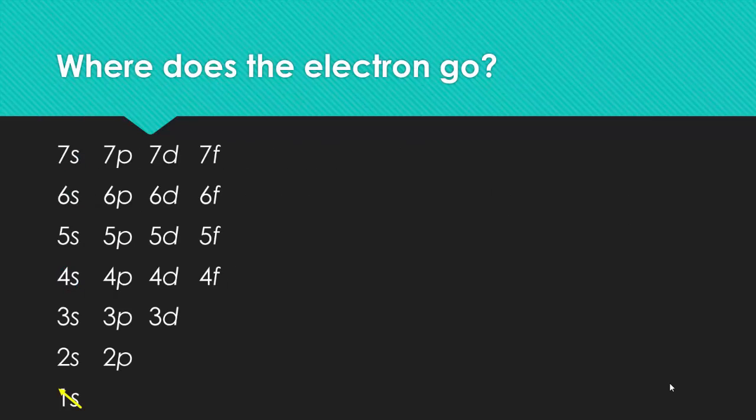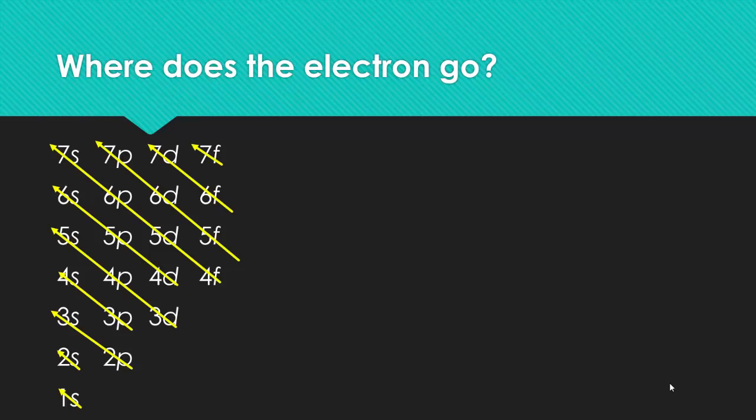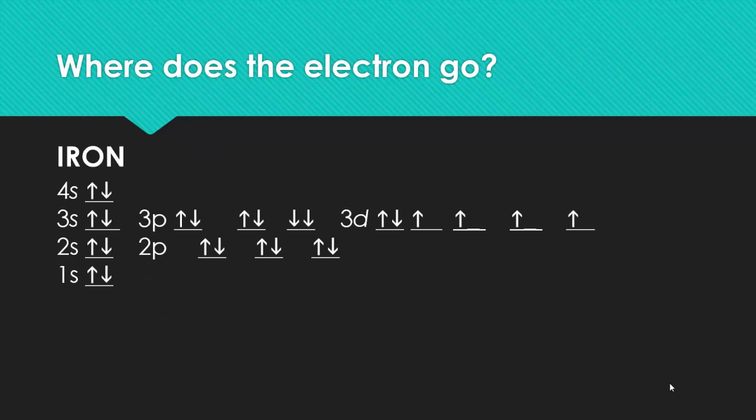So just to recall, you fill up the 1s, then the 2s, then the 2p followed by the 3s, 3p, 4s, 3d, 4p, 5s, 4d, 5p, 6s, 4f, 5d, 6p, 7s, etc. When you looked at iron, you were able to draw the Aufbau diagram following that mnemonic, and it looked like this. Remember that we filled the 4s before we started on the 3d.